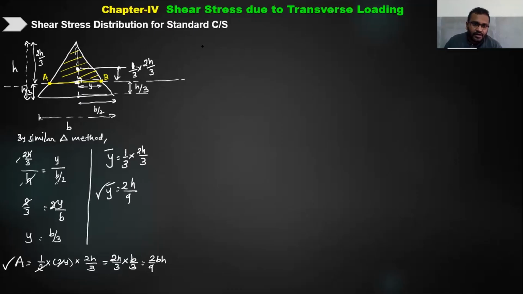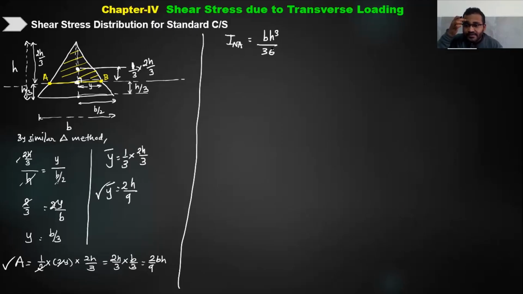Now what next? I want to find the inertia about the neutral axis of the entire cross section. So what is the inertia of a triangle? Anybody knows? Inertia of a triangular section about the axis. Sir, centroid by 3. Yes, divide by 3 and the rest remains the same. bh cube by 36. bh cube by 12 is for a rectangle, divided by 3, so bh cube by 36. That is at the centroid of this location. So we know the inertia also.